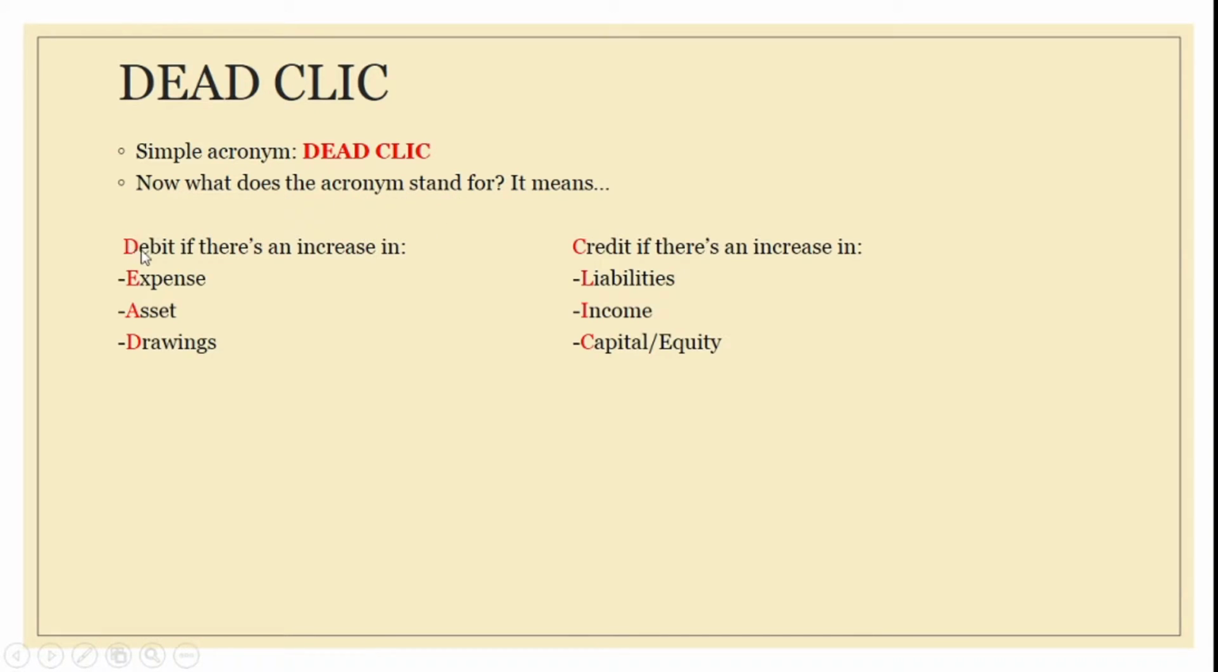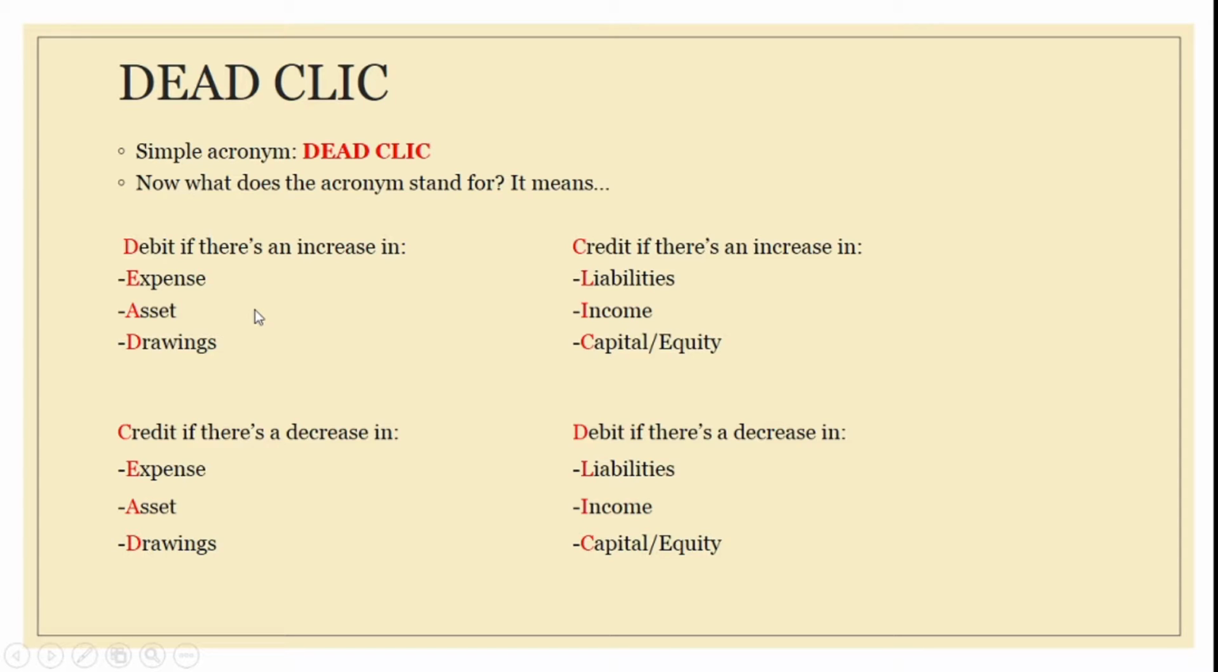It means debit if there's an increase in expenses, asset and drawings, and credit if there's an increase in liabilities, income and capital/equity. Now you might be asking, what if there's a decrease in these accounts? Well, all you need to do is just change the debits/credits. So for example, instead of debit, you would credit if there's a decrease in expenses, asset and drawings. And instead of credit, you would debit if there's a decrease in liabilities, income and capital/equity.